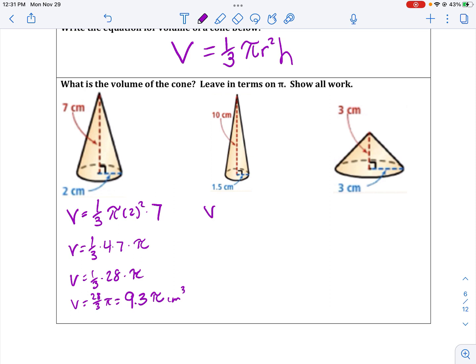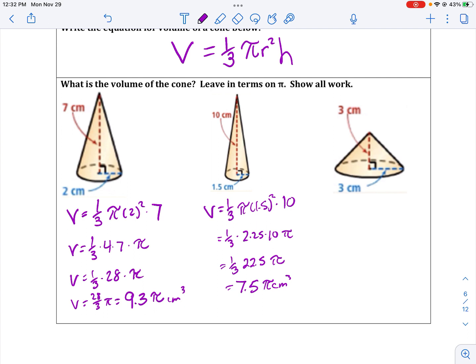This middle cone, volume equals 1/3 pi times radius squared times height. So again, I am going to just leave pi at the end. So it's 1/3 times 2.25 times 10 times pi, because again, we're solving in terms of pi. 2.25 times 10 is 22.5. And then 22.5 divided by 3 is 7.5 pi centimeters cubed.